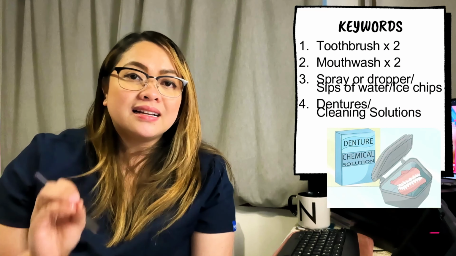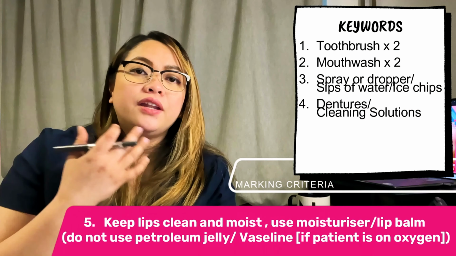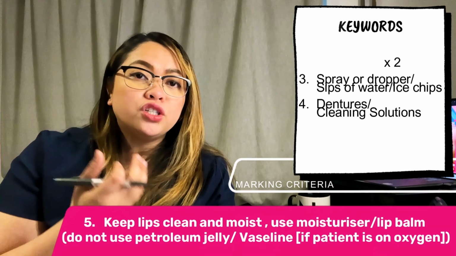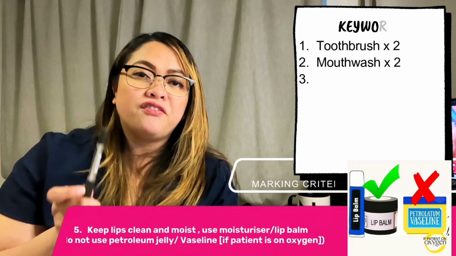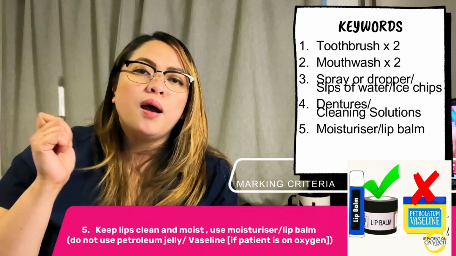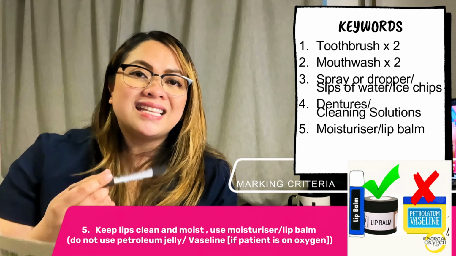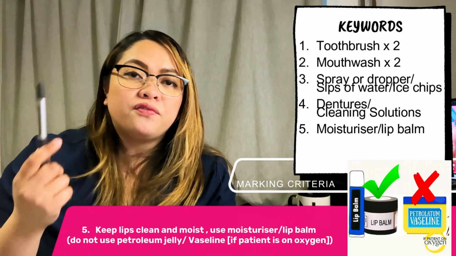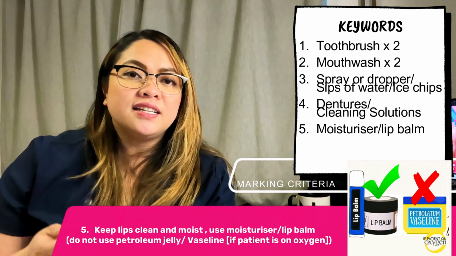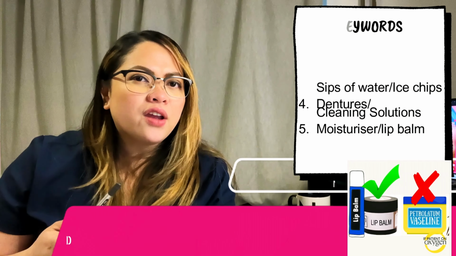Next criteria is to keep the lips clean and moist by using a moisturizer or a lip balm. But make sure not to use Vaseline or petroleum jelly, especially if the patient is on oxygen. Most patients at end of life have their oxygen on. Again, no petroleum jelly or Vaseline, especially if the patient is on oxygen. That's high risk, isn't it?